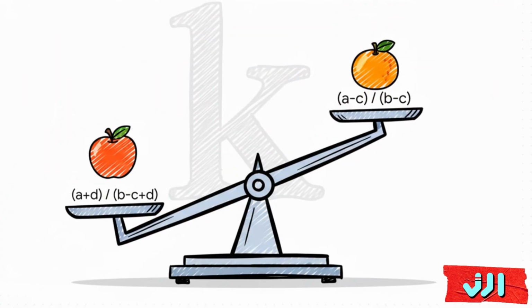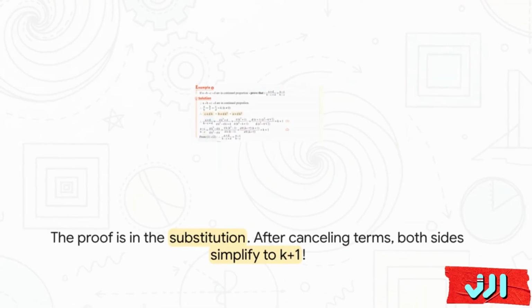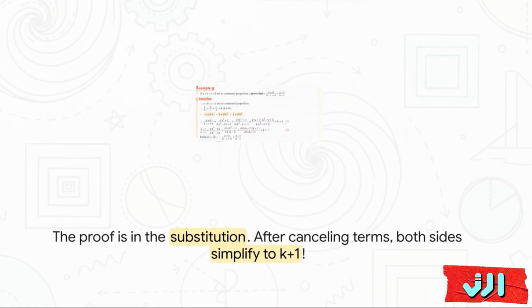So on the left, we've got A plus D over B minus C plus D, and on the right, we've got A minus C over B minus C. I mean, on the surface, they look like they have nothing to do with each other. But now we have our secret weapon, substitution. This is what happens when we swap out A, B, and C with those D-K versions we just figured out.